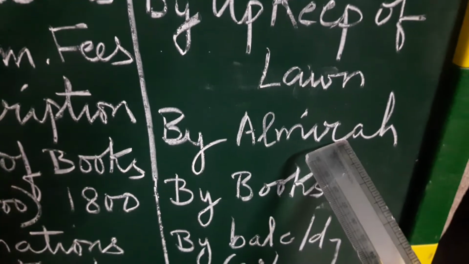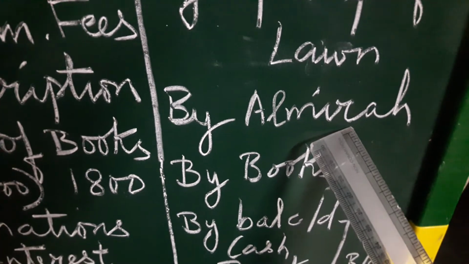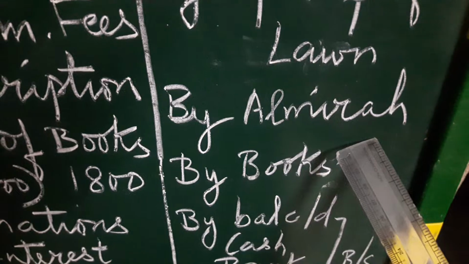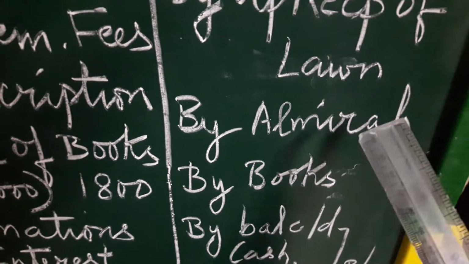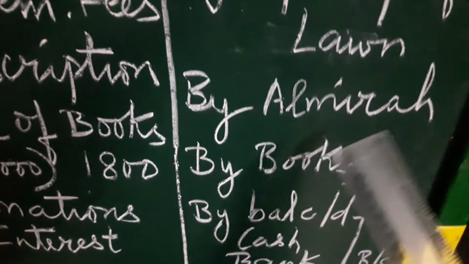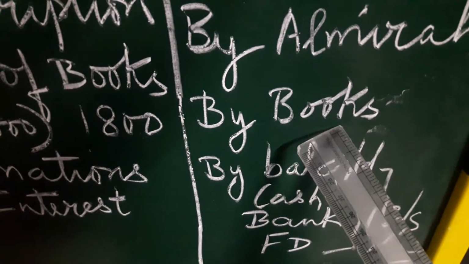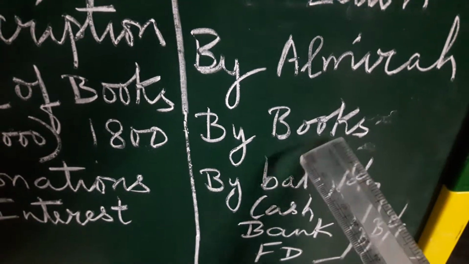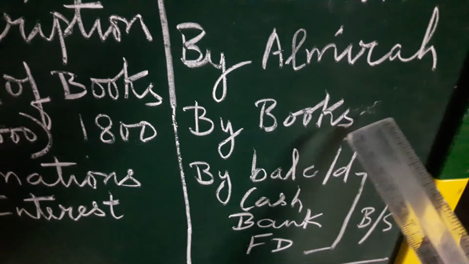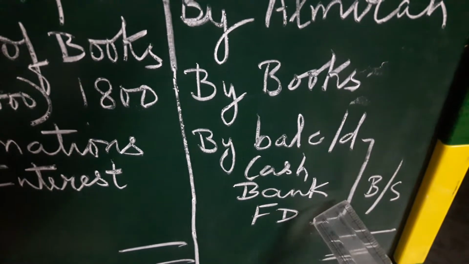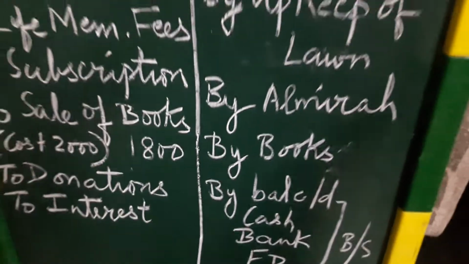If on the payment side you have an almirah, what does it mean? You have purchased an almirah. Where will it go? It will go in the balance sheet at the end of the year. Next, books. Are these assets? Yes. So you have purchased books. This will also be shown in the balance sheet at the end of the year. And the closing balance will go in the closing balance sheet.